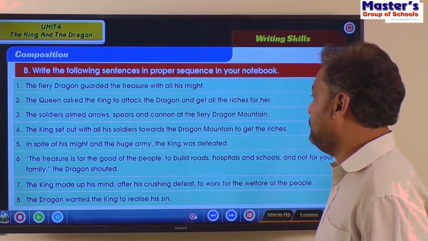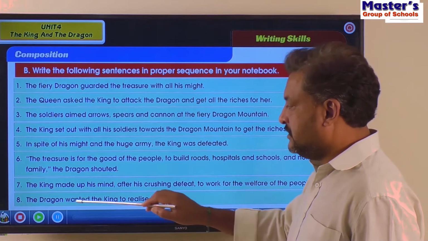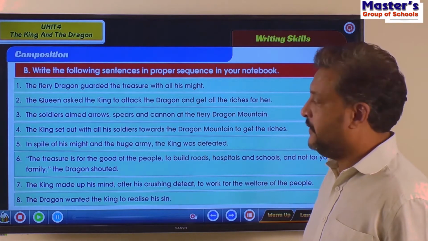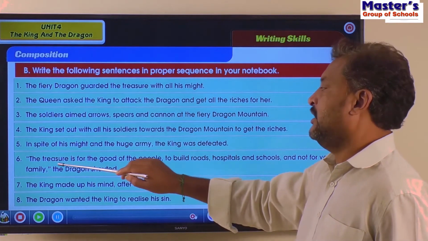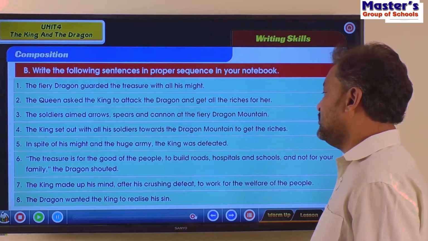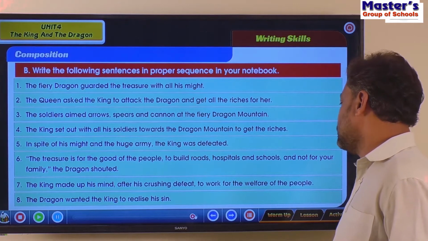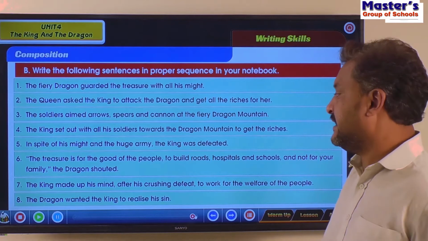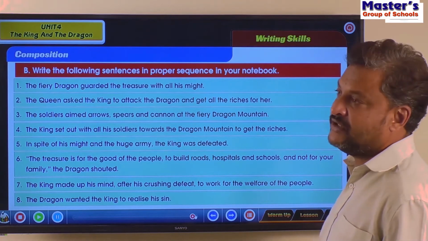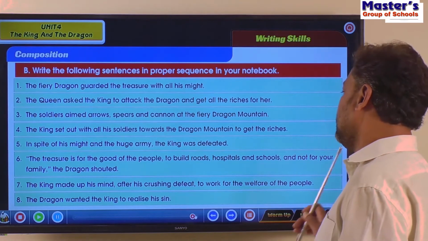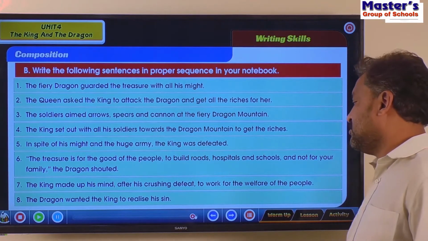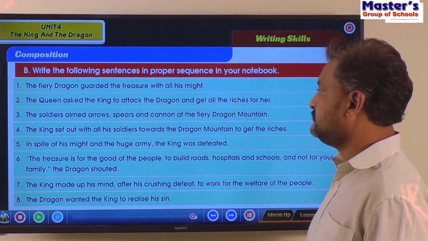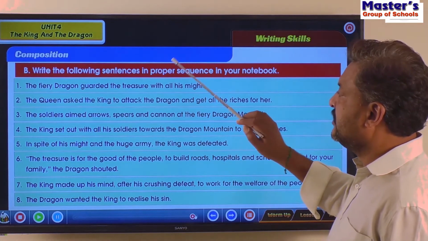After the war, that was what happened. But the dragon wanted the king to realize his sin. So what did he do? The treasure is for the good of the people to build the roads, hospitals, and the schools, and not for your family. Who said it? The dragon said. Then what was the result of that? The king made up his mind after his crushing defeat to work for the welfare of the people. Right? So what is the first one?